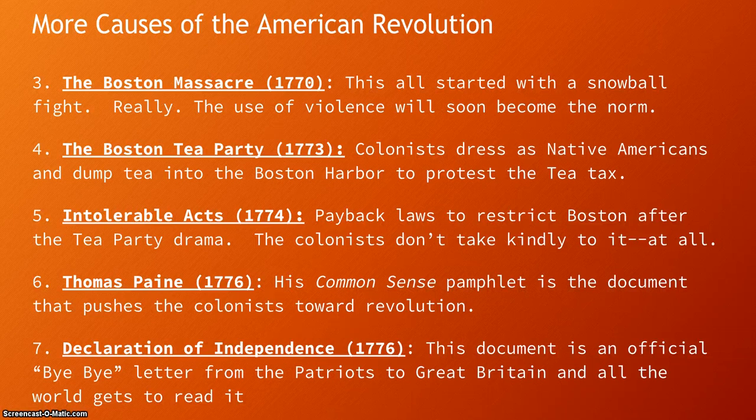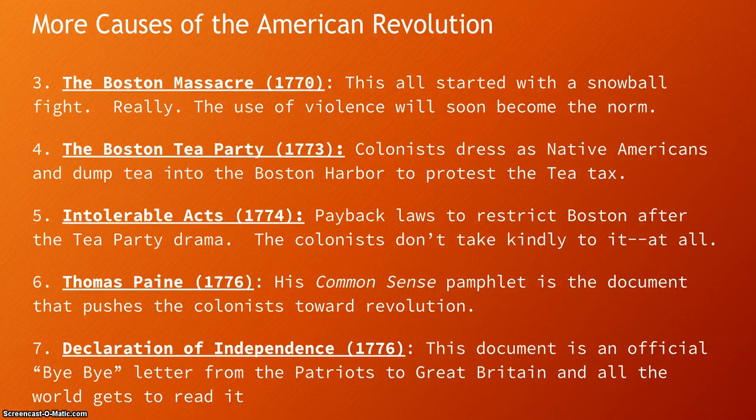And so, we have the Intolerable Acts of 1774. This was payback, essentially, for all the Boston Tea Party nonsense and drama that ensued. And so, Great Britain enacts all of these different laws restricting this and that. And for the colonists, it's simply adding to the tension and the tumult that exists between the two parties.